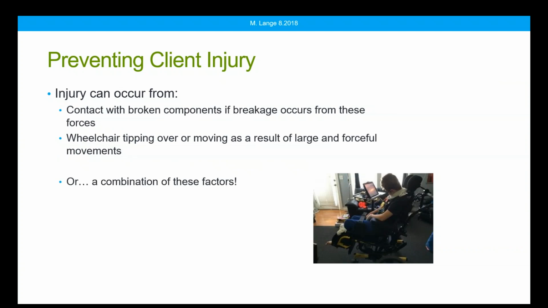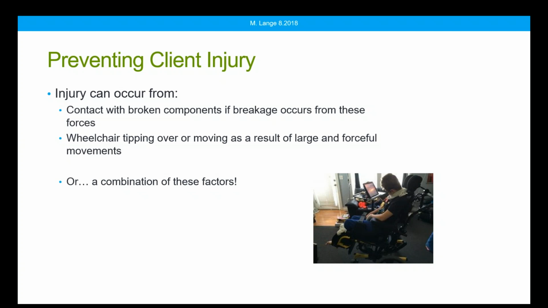Injury can occur from contact with broken components if breakage occurs. So if somebody suddenly, with a strong amount of force or sustained forces, breaks something within their frame or seating system, sometimes that can result in injury. There can be sharp edges of things exposed, hardware exposed, or just a support that has collapsed and given away. Any of that can lead to client injury.